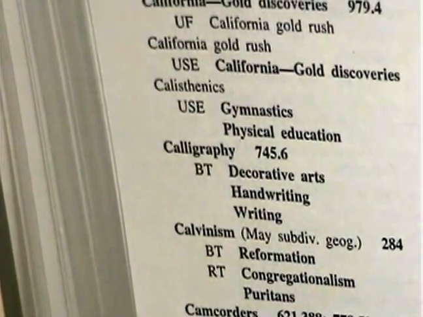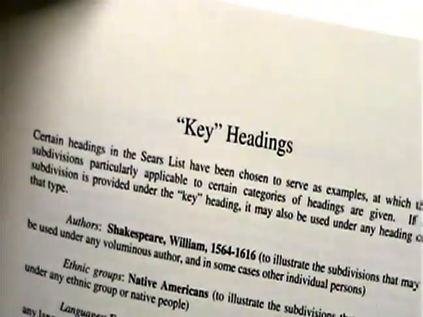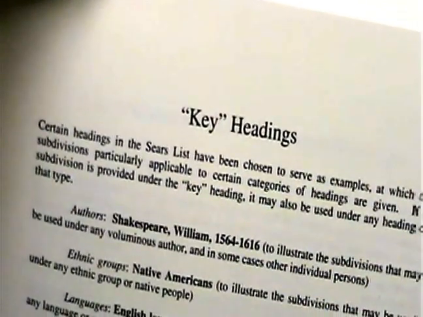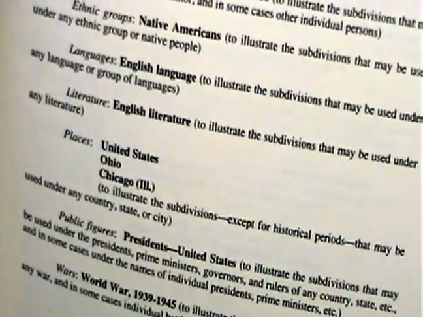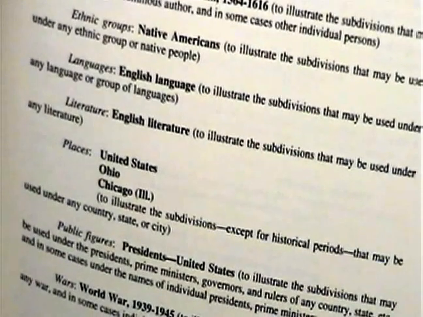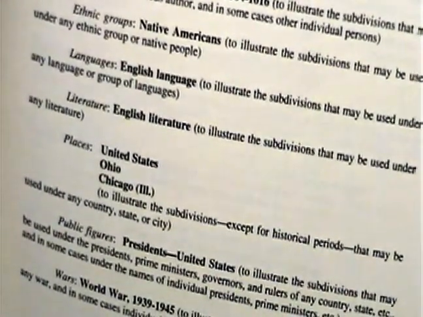Well, this is where we use our general subject of Ohio. If you look back in the preface under key headings, the key headings like Shakespeare for places, United States, Ohio, and Chicago. So for my basic subheadings under California, I would turn to Ohio and see what they have there.